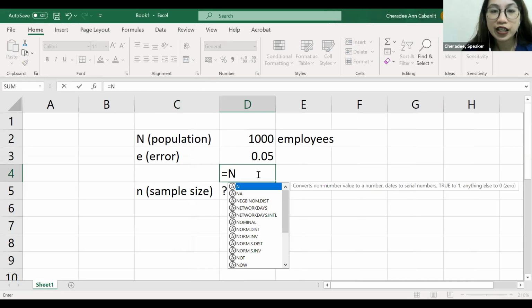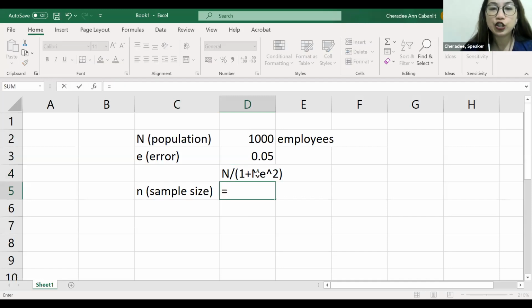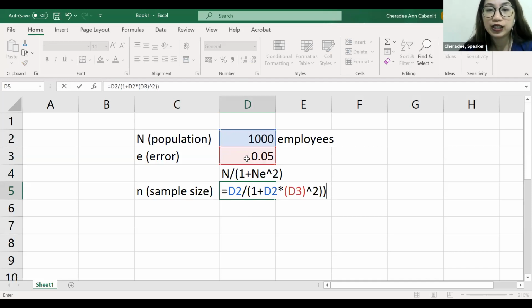Okay, so to compute the sample size, the formula is n = N divided by 1 plus N E squared, right? So to do that in Excel, your capital N, 1,000 employees, divided by 1 plus your 1,000 employees times your error squared. If you have a calculator, it's easier, but the way I can show you is through Excel. So this is how you compute it in Excel.